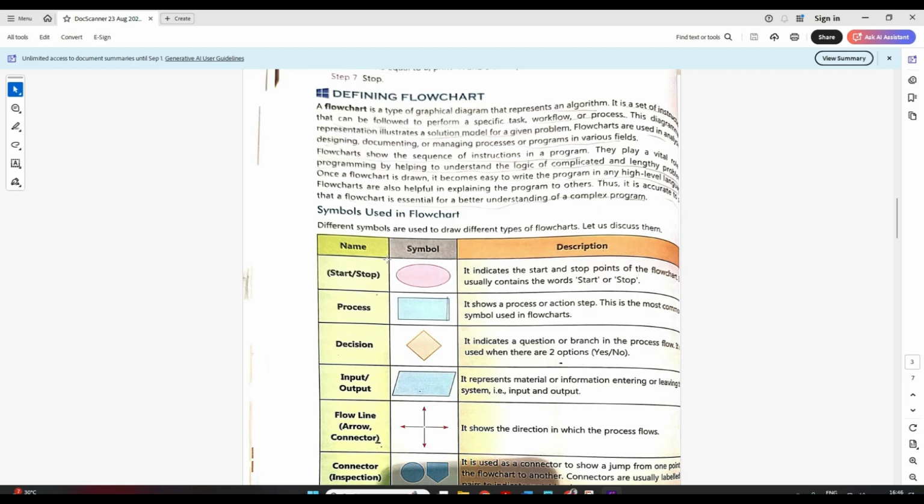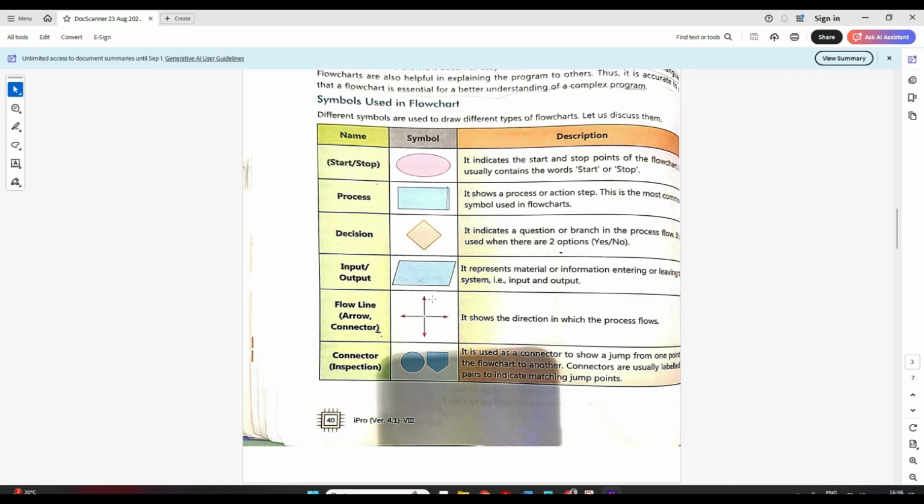So flowcharts are very easy to explain to others, right? It's a graphical, pictorial form, so it's very easy. Let's try to understand the different symbols used in flowcharts. As you know, in an algorithm we have start and stop. Similarly here also we have a start. The very first is the start, the last is the stop. This start and stop is indicated by this sign, this oval.